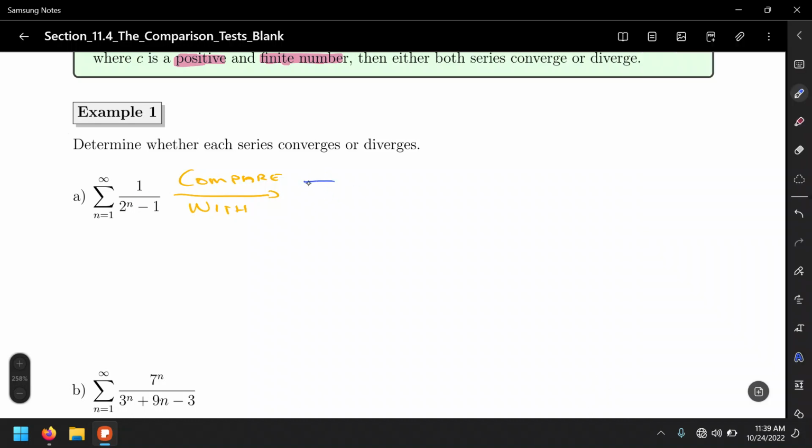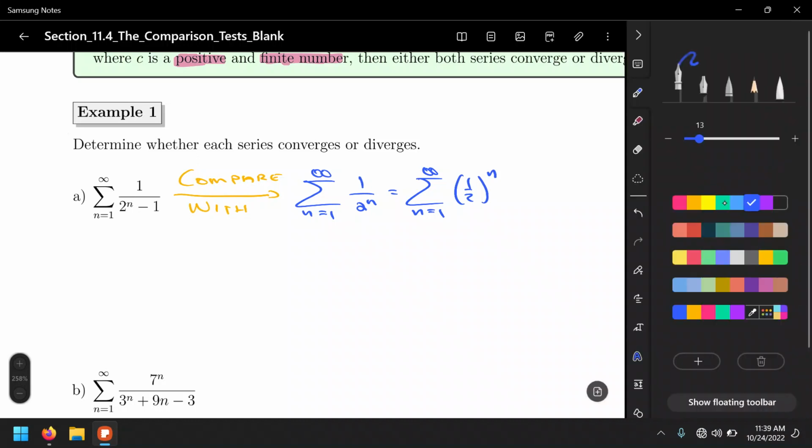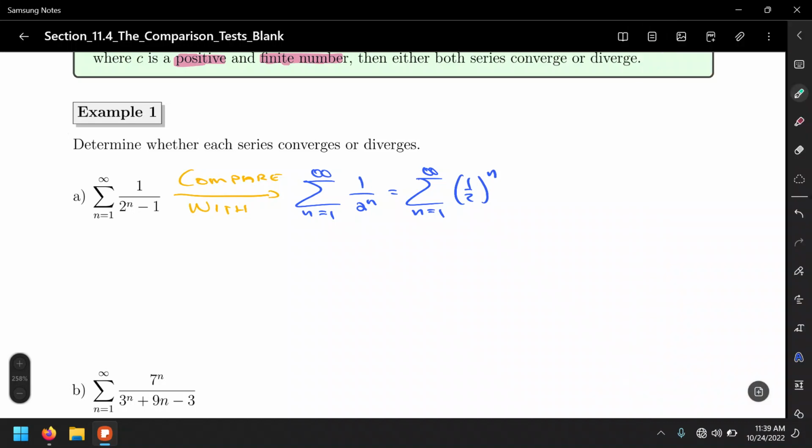And well, this looks like the sum from n equals 1 to infinity of 1 over 2 to the n, which is the sum from n equals 1 to infinity of (1/2)^n. Okay? And well, what do we know about this series? Is it convergent or divergent? Convergent, what kind of series? Geometric, right? So this is a convergent geometric series.